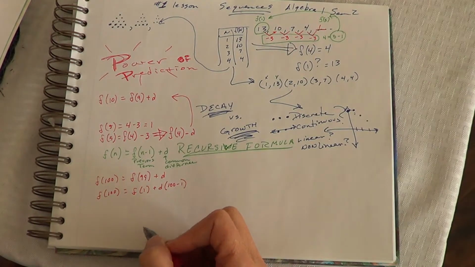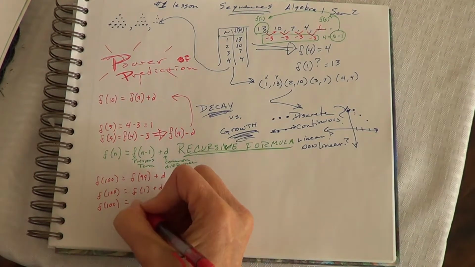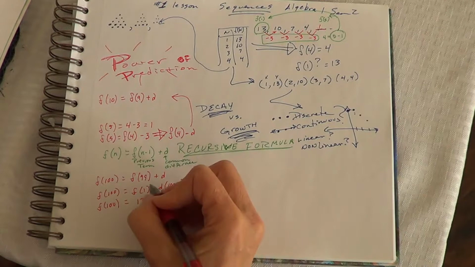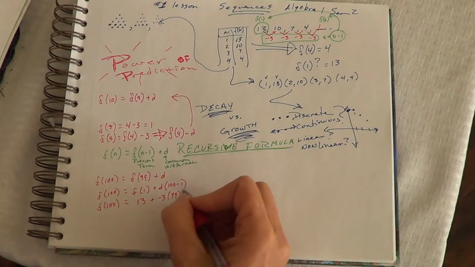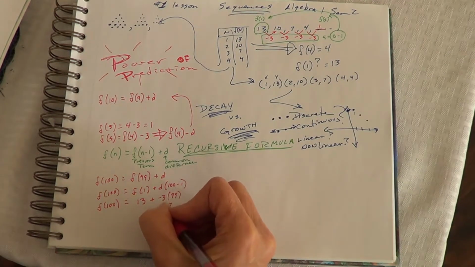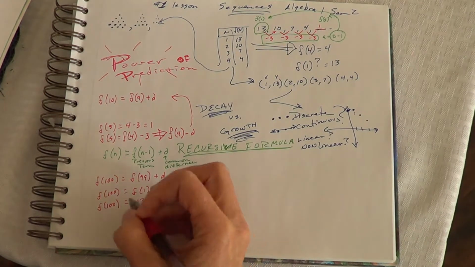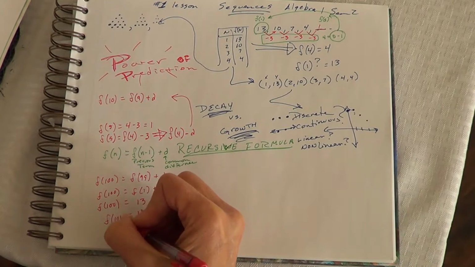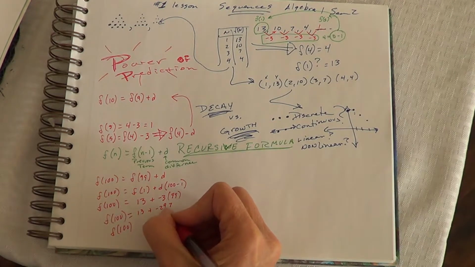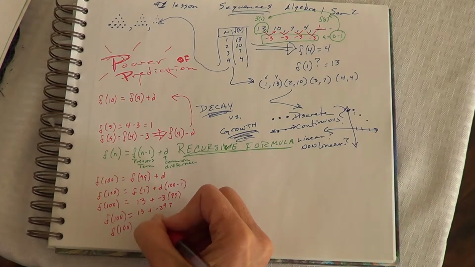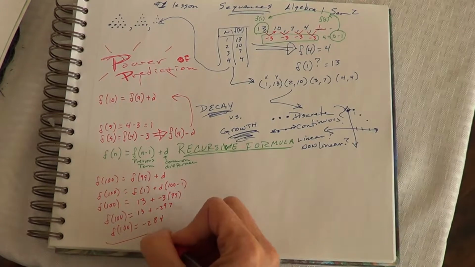So going further, let's find the 100th term. First term is 13, plus the common difference, negative 3, times 99. Negative 3 times 99 is negative 297, plus 13. Remember, when our signs are different, we subtract. So we would say the 100th term, 297 minus 13 would be 284. Since the negative is farther from 0, it's negative 284.